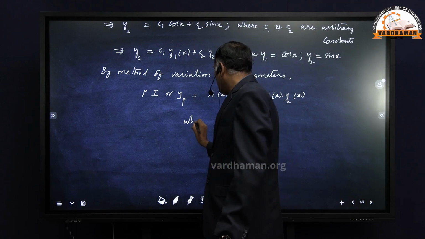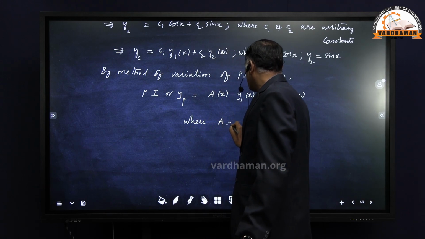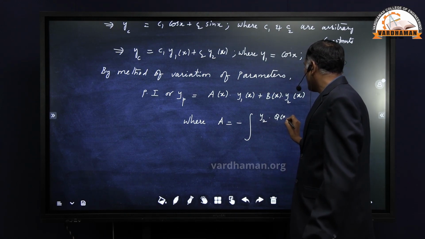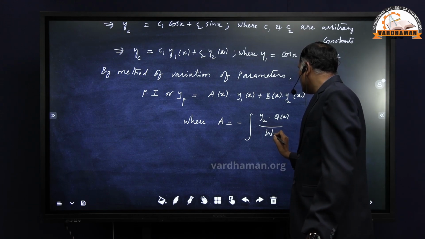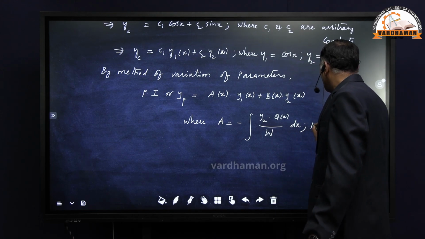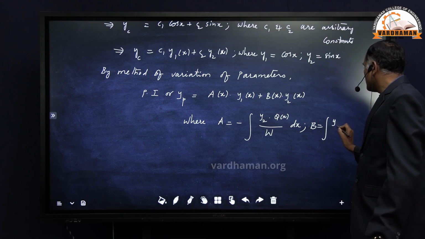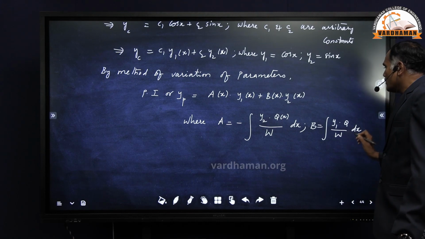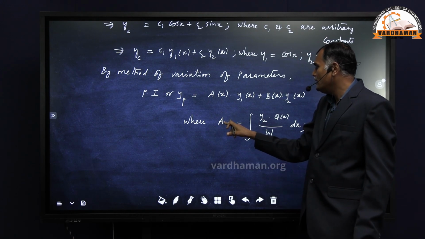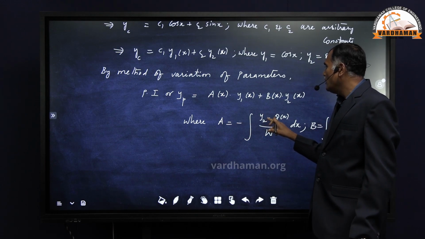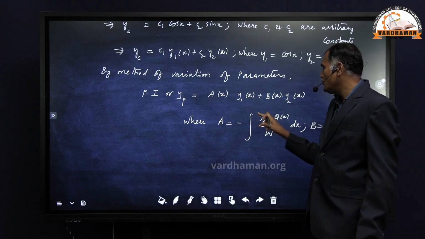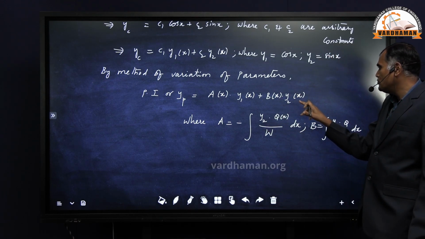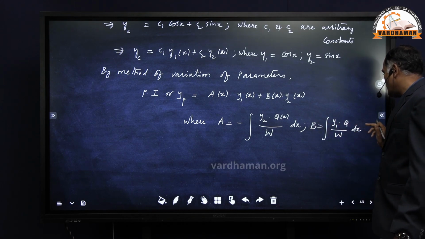Now a and b are given by these formulas. It's very easy to remember. To find a we write minus integral y2, a is the coefficient of y1, so y2 into Q by W into dx. b is the coefficient of y2, so we write integral y1 into Q by W dx.